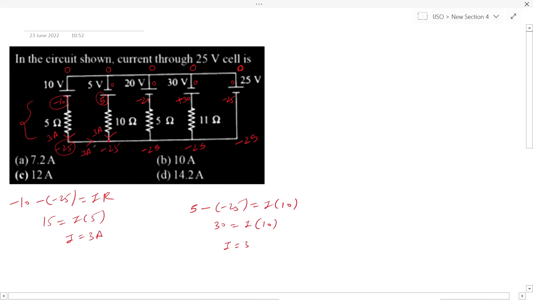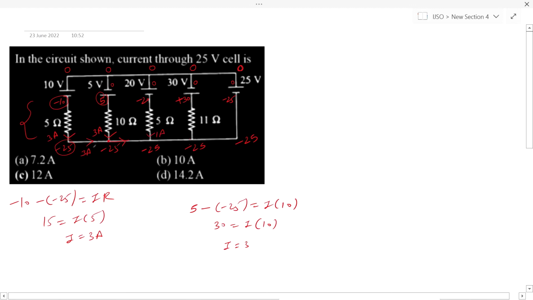Now, what would be this one then? The next one will be minus 20 and minus 25. So 5, which is 5 ohm into I. I is 1 ampere. So 1 ampere this way.